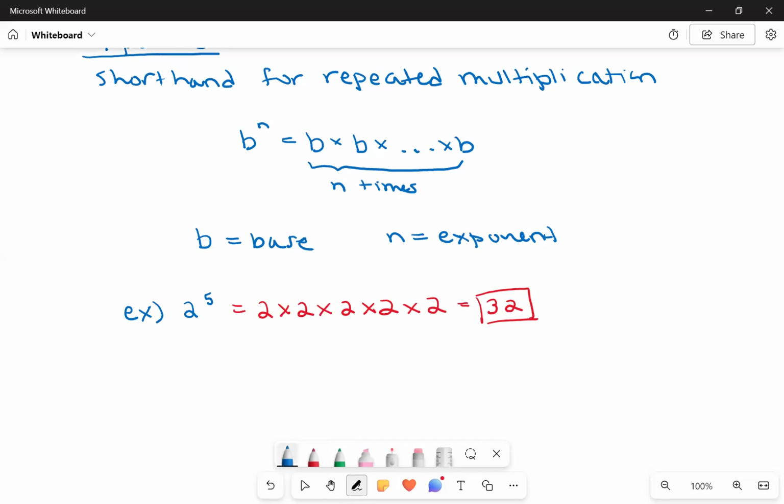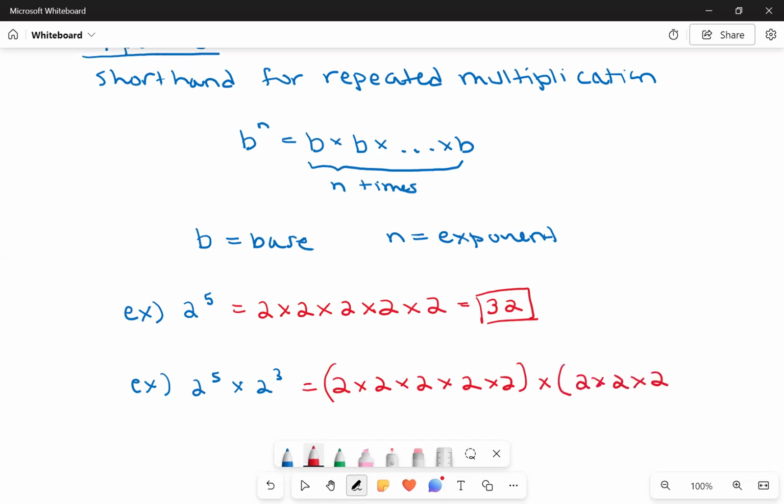Okay, now that we kind of understand how exponents work, what if we had 2 to the 5 times 2 to the 3? And you're like, huh, okay. Well, 2 to the 5 is 2 times 2 times 2 times 2 times 2, 5 times, right? That's 2 to the 5. Here, I'll put it in parentheses. Times, okay, you don't need the parentheses. This is just so I can show the grouping of the numbers. Times 3 more 2's, 2 times 2 times 2, 3 times.